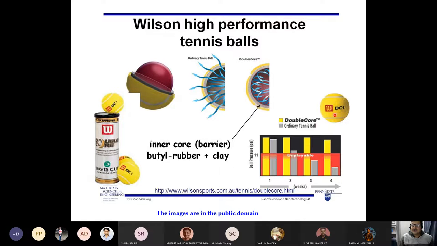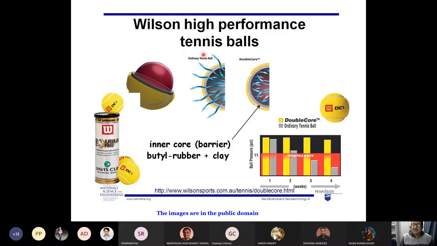So when you purchase a ball with DC, that is going to last longer, that is going to last 6 games of heavy serving. Why? Because if you are serving with this, it is going to lose air through these channels between the butyl rubber, whereas the double core with this clay that is put inside is going to stop the air from coming out, so it will last longer.